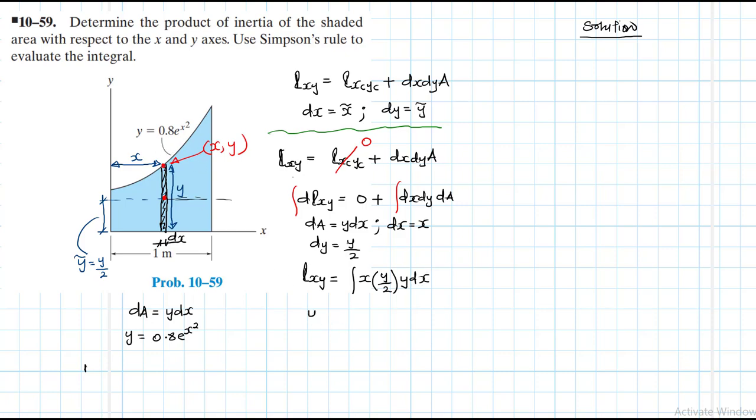So our y we said is equal to 0.8 e to the x squared. So we replace this value here, and here. If you wrote this, it just becomes Ixy is equal to the integral along the x-axis, integrating from 0 to 1, then this becomes x y squared divided by 2 dx, right?